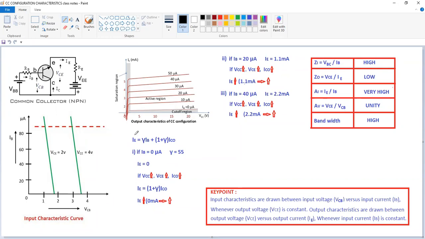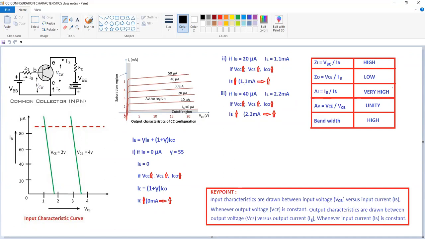See here, IE is equal to gamma into IB plus 1 plus gamma into IC naught. I explained this output current just a few minutes back. Now see here, whenever IB is equal to 0 microamps and gamma is equal to 55, then what will happen to this equation without this IC naught? Without this IC naught, I am not applying any output voltage. That means I am not applying this VCE.